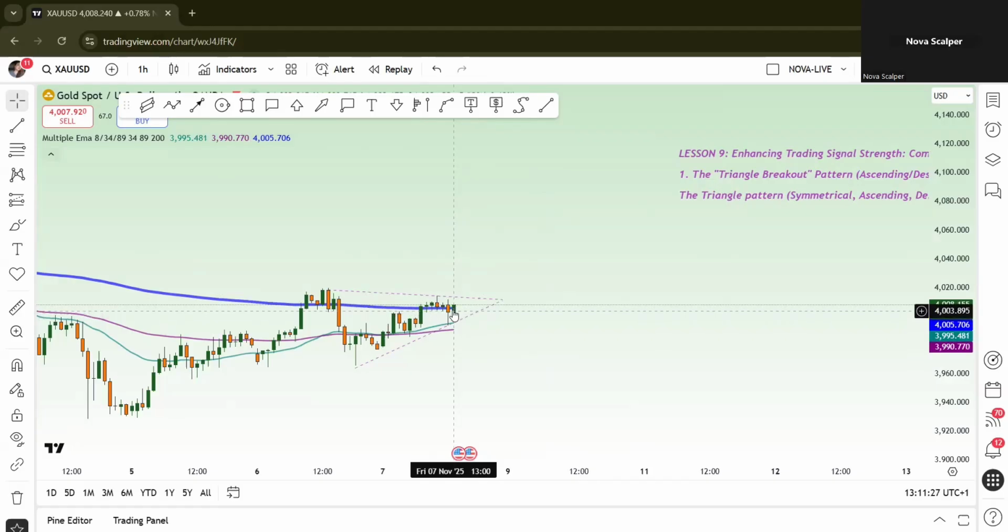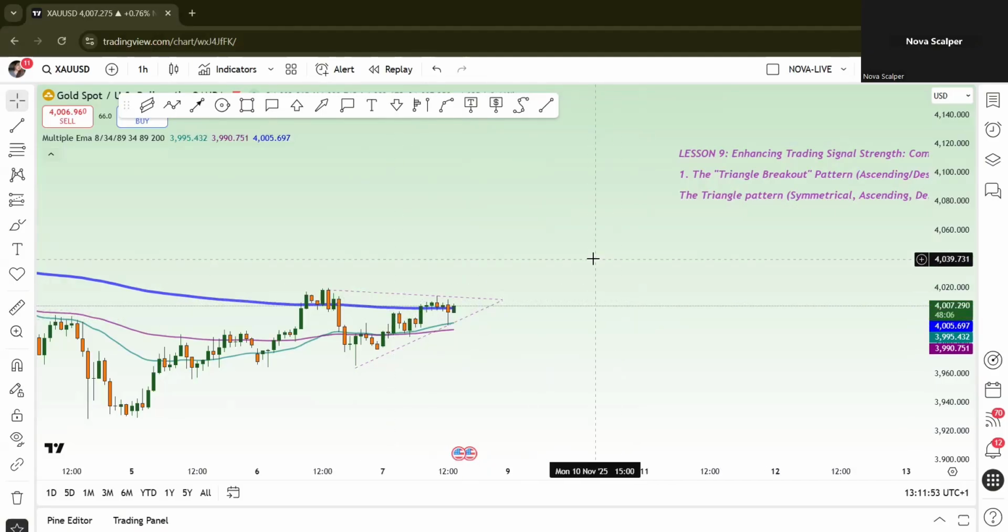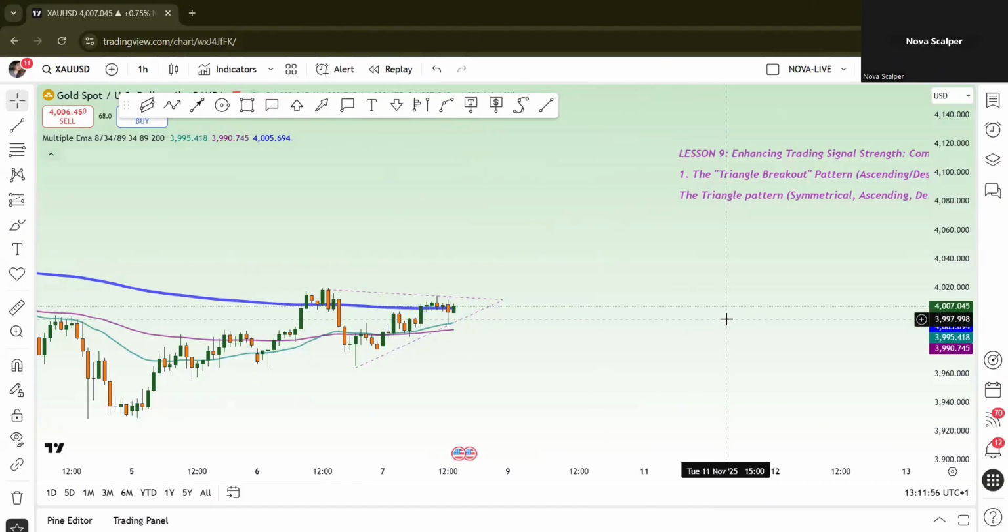At least the current candlestick should be a Marubozu to break out from the 4013 level. If this candle breaks out strongly from this upper trend line, this is the confirmation for the gold market that the buyers are coming back and dominating the market. Okay.